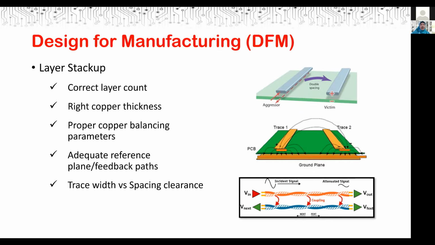Reference plane and feedback paths help to sandwich the signals from EMI and crosstalk issues. So other than using the reference planes, we can also increase the trace width or the spacing clearance from other signals to alleviate EMI, EMC, and even crosstalk problems. Okay, so the pictures here show the aggressor and victim traces and how we can space them out by doubling or even increasing the space clearance.